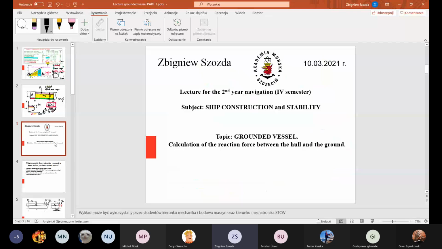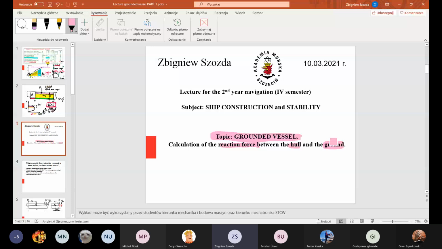So what next? We start a new problem. What is the problem about? Grounded vessel. A new topic, very fresh for you: grounded vessel. The first step will be calculation of the reaction force between the hull and the ground. What was the reason of grounding?